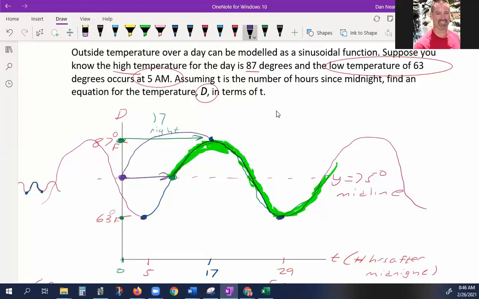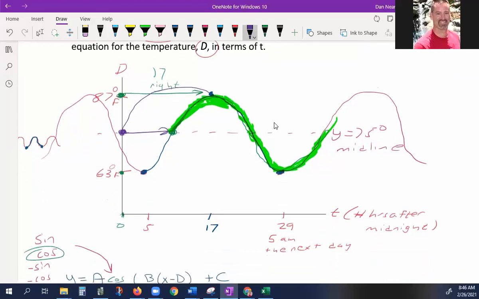How far we'd have to shift to the right is a little bit of a mystery here, but I'm assuming that hits the midline directly between t equals 5 and t equals 17. So if you just average those two numbers, you'd get the middle of 5 and 17. I believe that is 11. So if you use the sine function, you would need to shift 11 units to the right to get your graph to start on the midline instead of at 0, to start at 11.